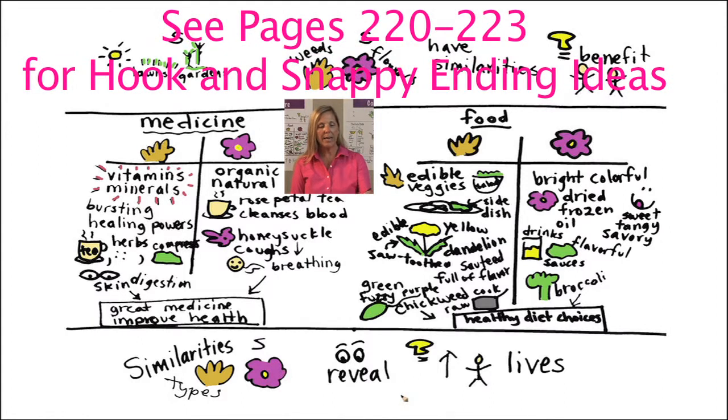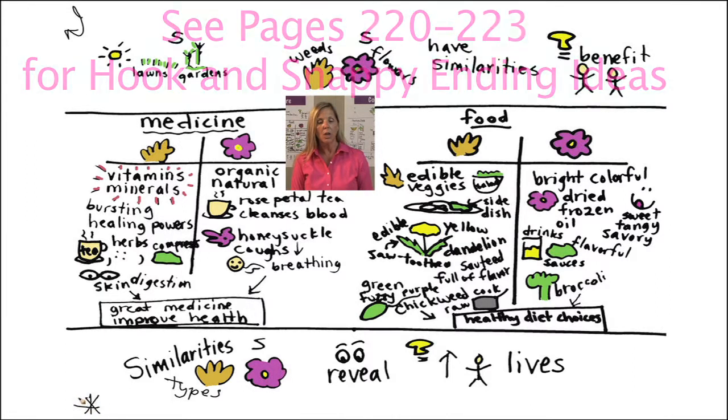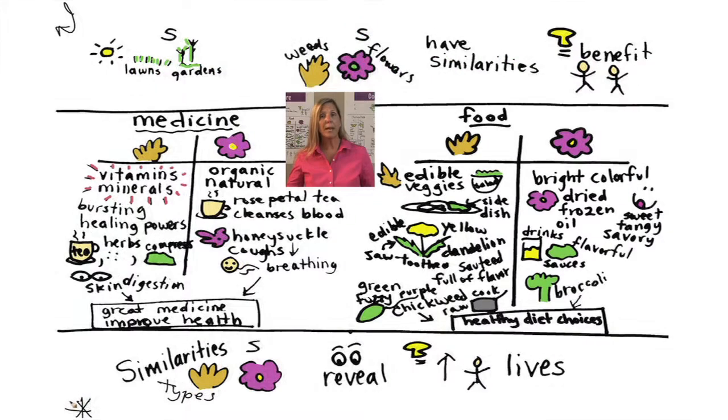Once we have that in place, you can have your students go back and add a hook and a snappy ending on their paper, or on a separate sheet of paper, plan that out. Orally rehearse it and write their paper on weeds and flowers having similarities that benefit people's lives. Let's look at that finished piece of writing.